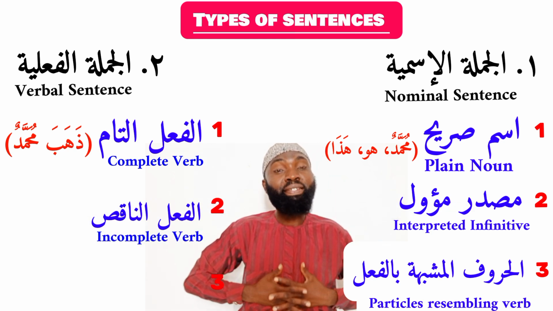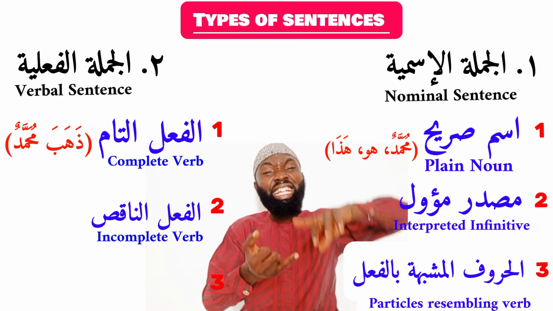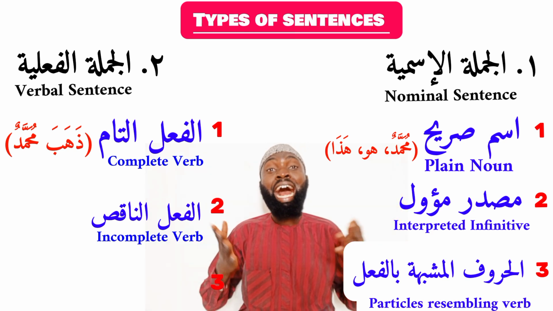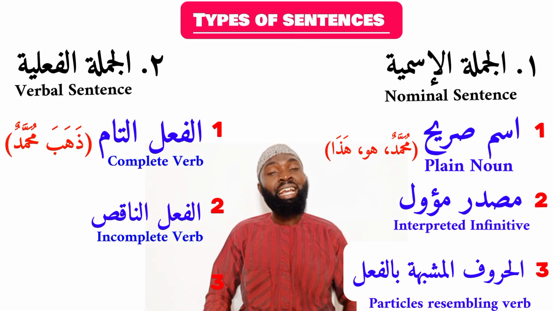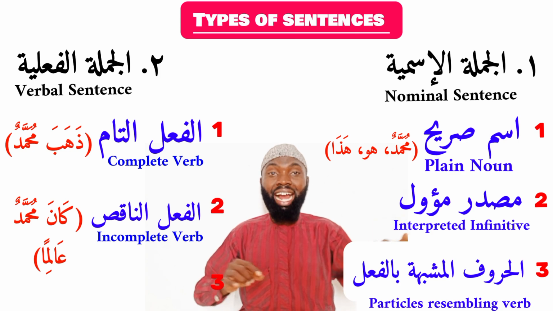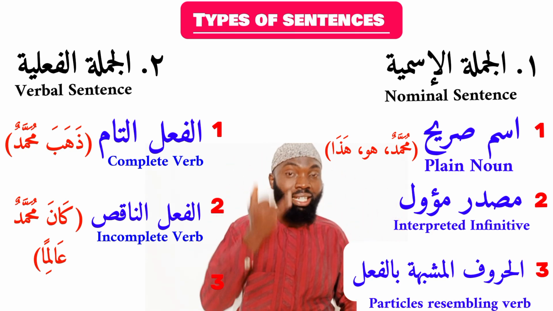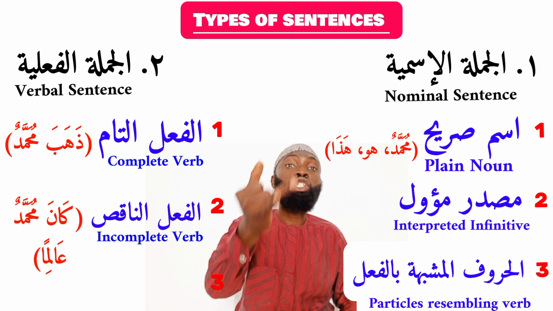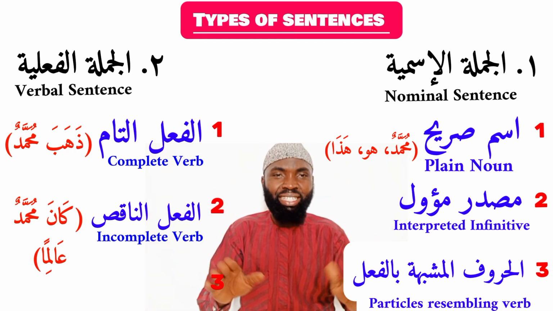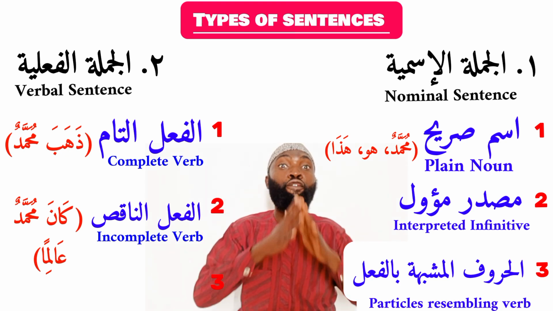However, an incomplete verb is a verb which requires both a noun and also a predicate. An example is the word kana. Like when I say kana Muhammadun aliman, Muhammad was a scholar. So the word kana is coming before Muhammad, which is a noun, and aliman, which is also a predicate. Can you see the difference? So this we shall be learning as we open and dive into this topic fully.